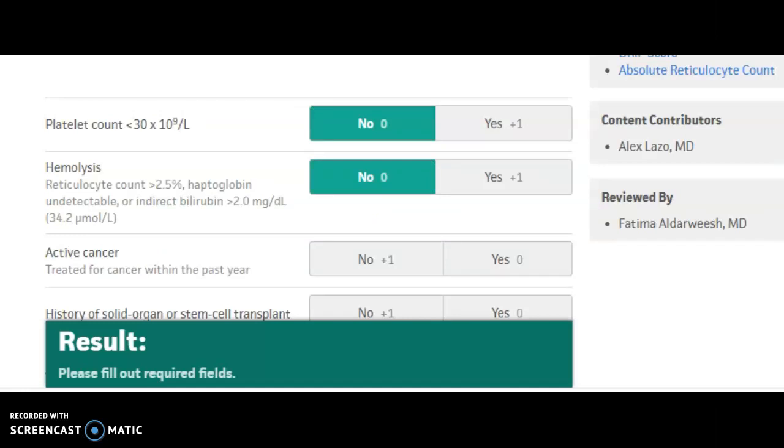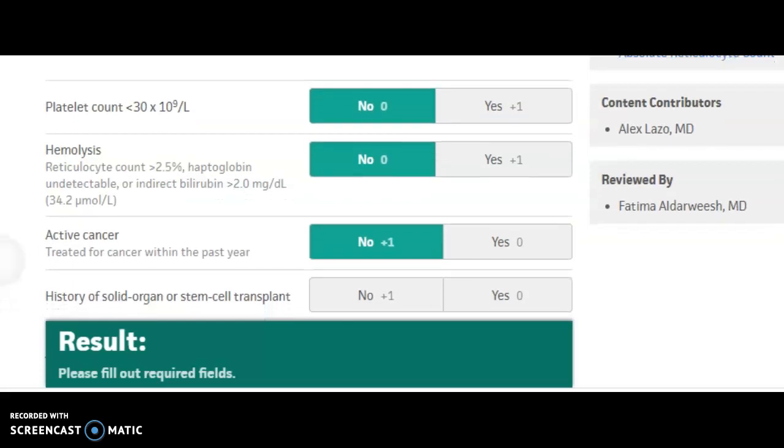So let's have a look at our PLASMIC score and what's going on with our PLASMIC score. So did I have a platelet count less than 30? No, I did not. So I leave that on no. Did I have any signs of hemolysis? No, I did not. My biochemistry was normal. Did I have active cancer? That is no.